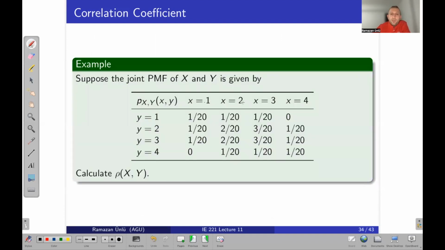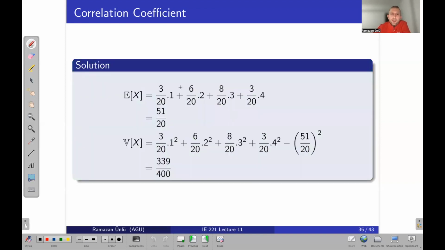So x can take 1, 2, 3, and 4, and we can calculate the expected value as 1 times 3/20, 2 times 5/20, 3 times 6/20, and 4 times 3/20, right? So that will give me the expected value of x. Remember, it is the summation of x times the probability of x, which is the expected value. Okay. So the expected value of x is 51/20.